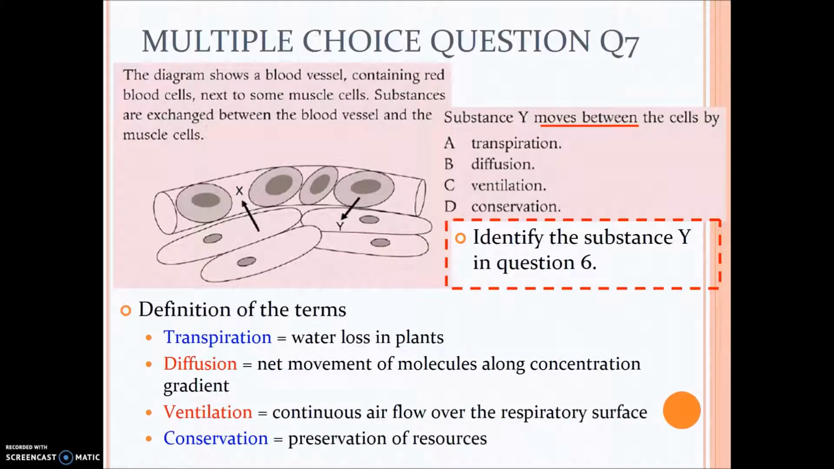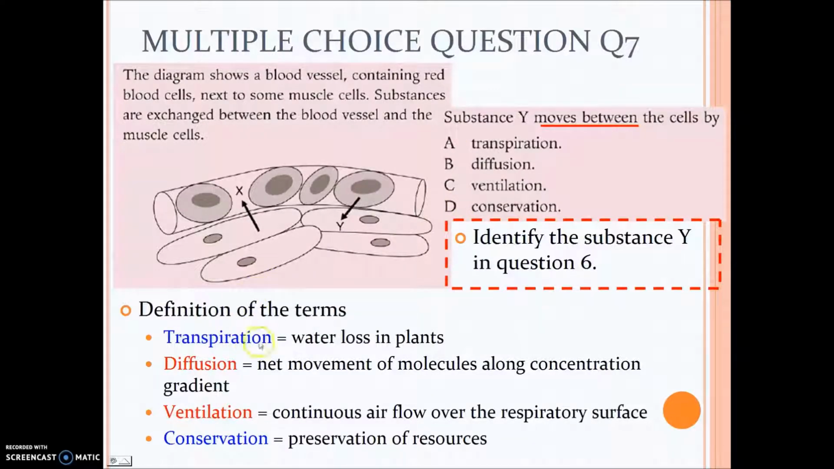And for question 7, because you already know what substance Y is, you should be able to point out how substance Y can move across the capillary wall and into the muscle cells. For options A, B, C, D, probably option A and option D, you do not learn them at this moment.